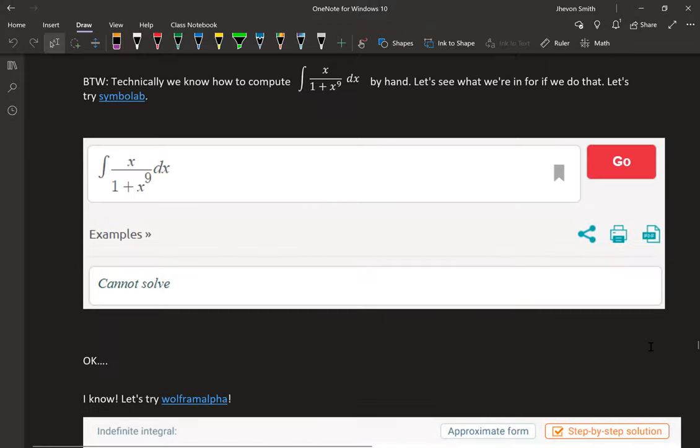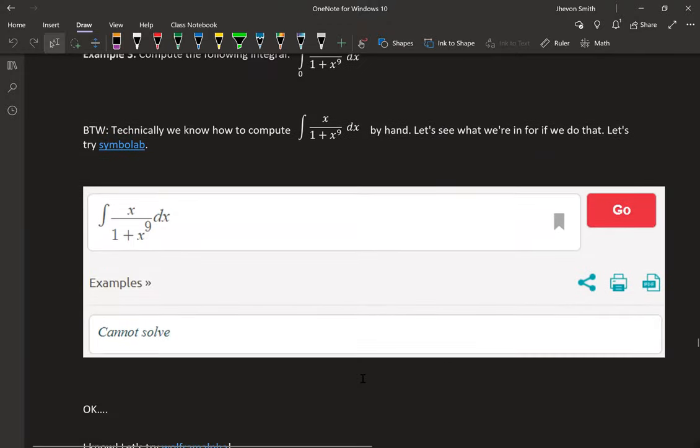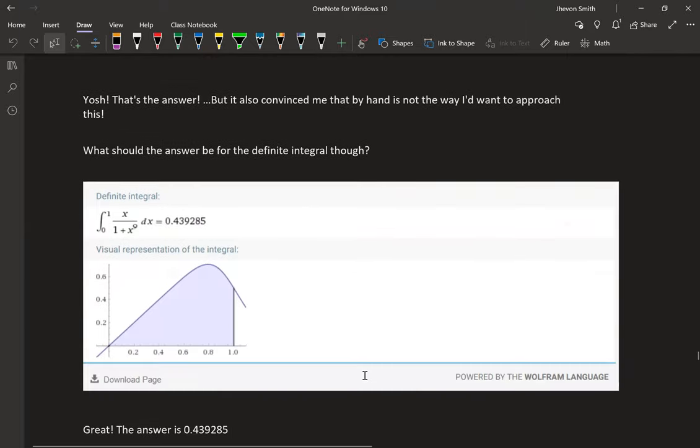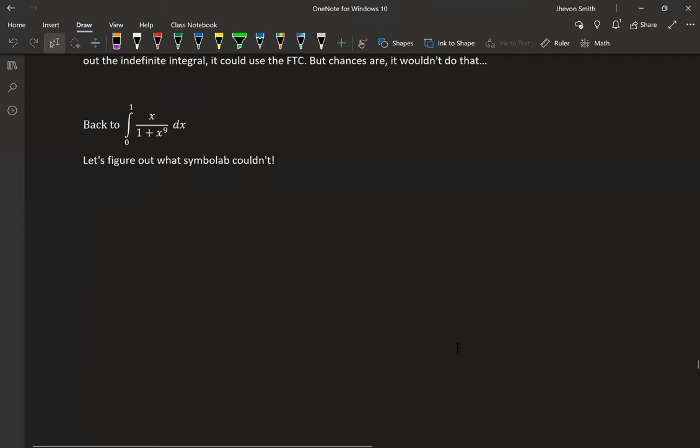And by the way, I did type the definite integral into Symbolab and it gave me the same thing. Cannot solve. We cannot compute. And I'm like, does not compute. Okay. It's all right. Now, here comes the fun part. Us, lowly humans, you and I, we are going to figure out what Symbolab could not.